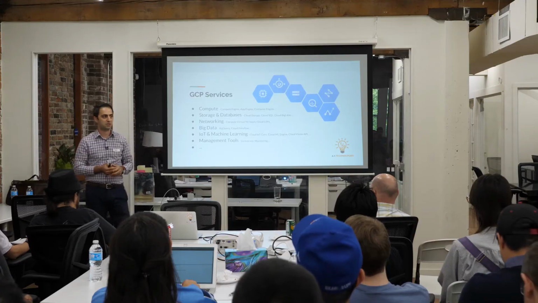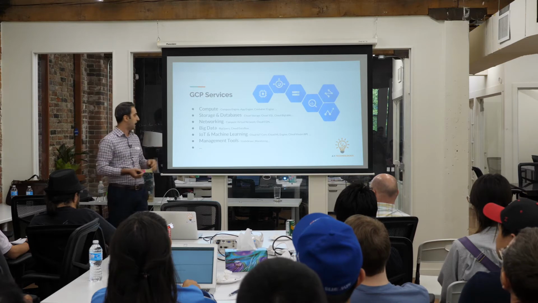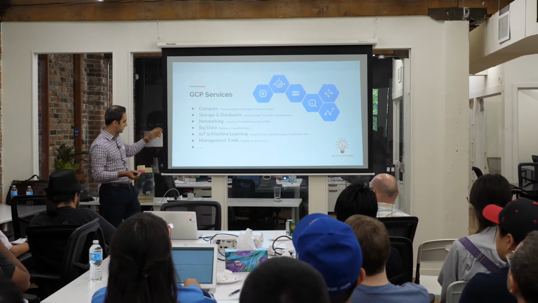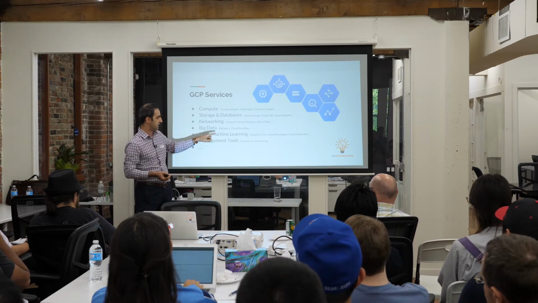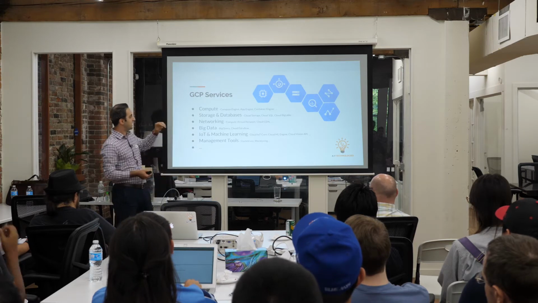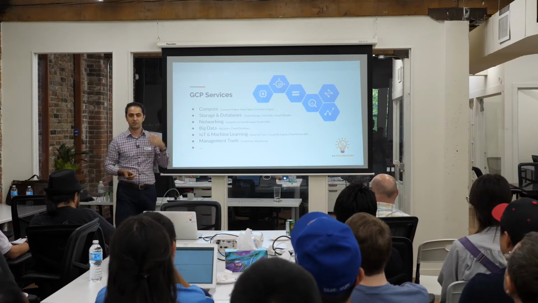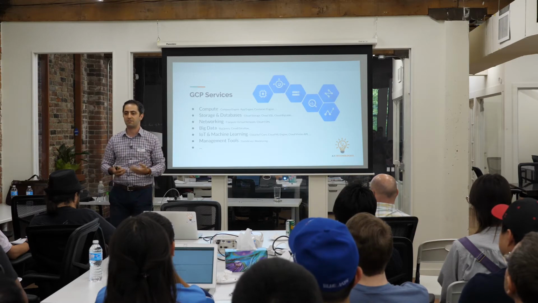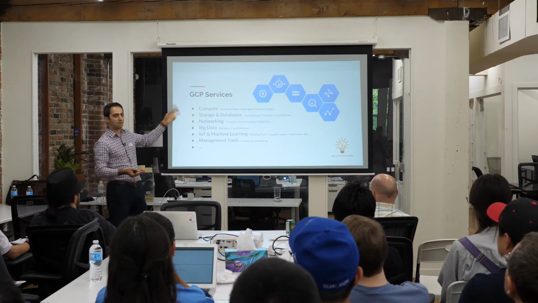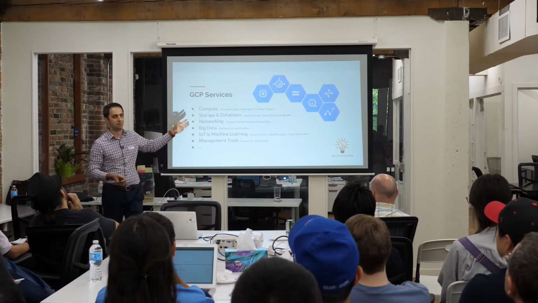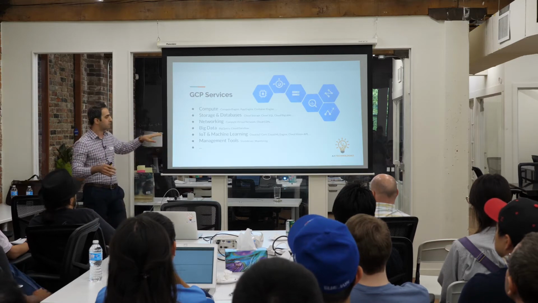GCP divides their services into 9 groups. I have 6 groups here, but actually it's like 7 because IoT and machine learning is 2. But we have compute services, storage and databases, and networking. So the first 3 are things that you get with any cloud platform. You have to have those 3 to have a cloud platform. Without that, you don't have a cloud platform.